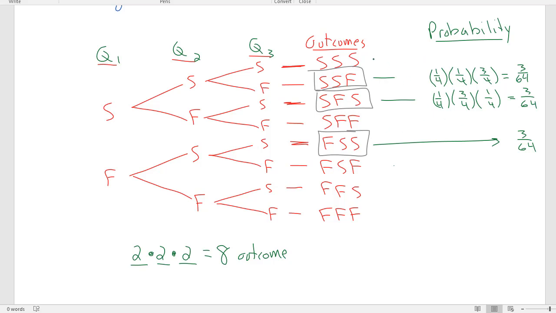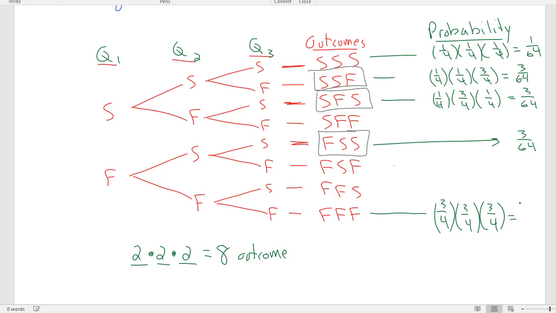Now, I could do these other ones, and I'll do a couple, but I don't want to do them all just for the essence of time. Success, success, success would be 1/4, 1/4, and 1/4. And that would give me 1 out of 64 in that case, right? And then let's say this guy, failure, failure, failure. So I have 3 out of 4 which are wrong, and 3 out of 4 which are wrong, and 3 out of 4 which are wrong, and I'd have 27 over 64 in that case. So we could complete all of these in that same manner.